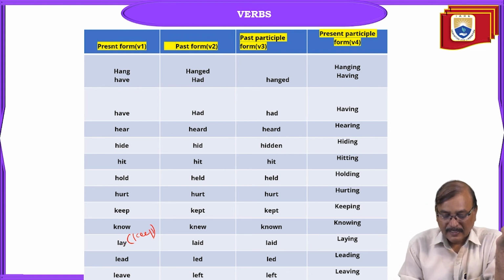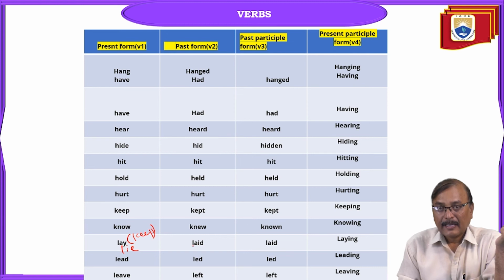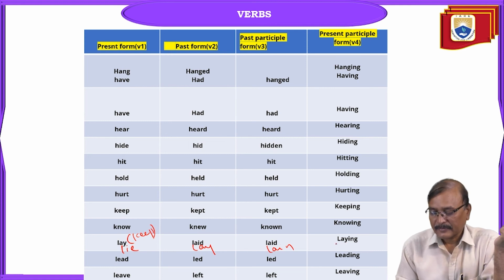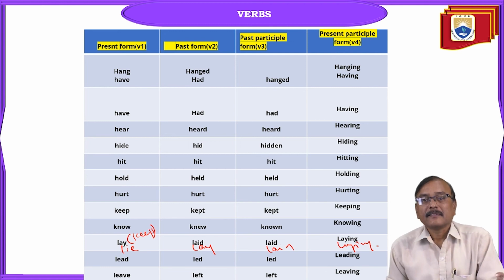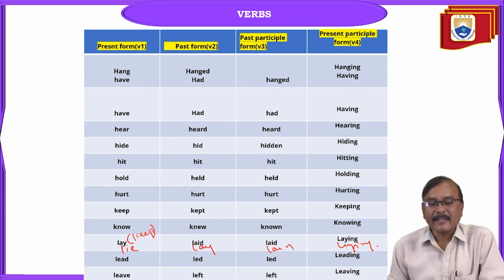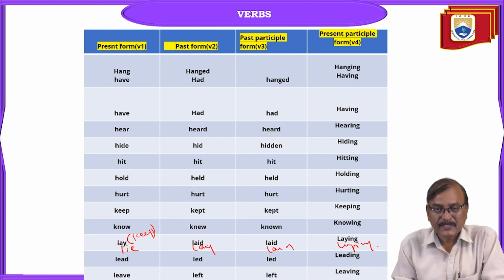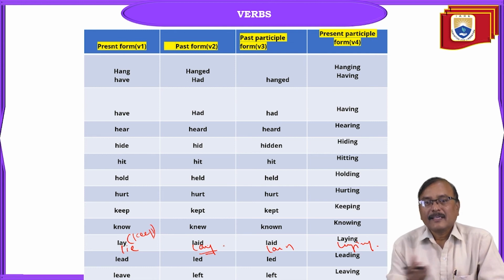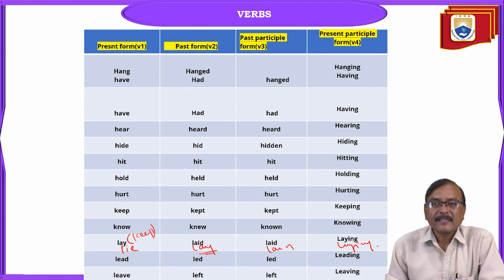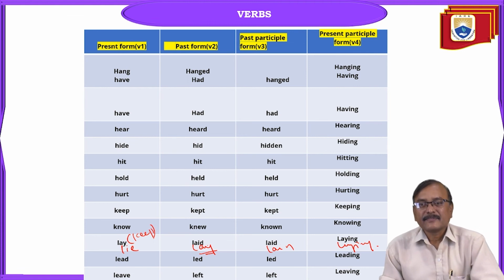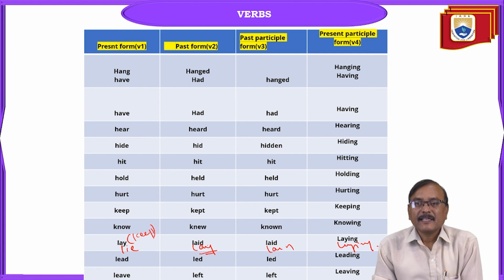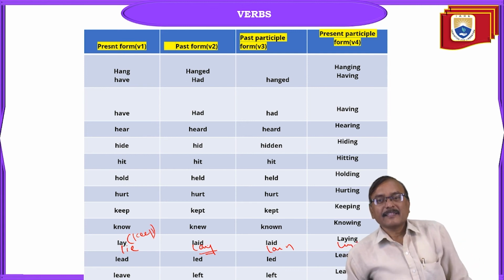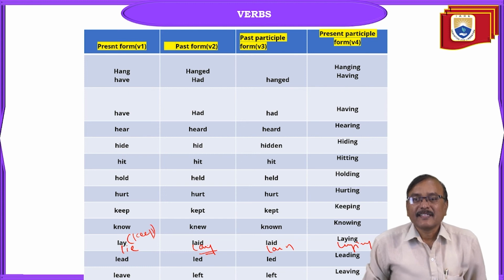Another one is here, lie, L-I-E, lie, lay, lain. Okay, lying. Is it clear? Lie, lay, lain. This lay is different from this one. This lay is in the second one. Okay. Yesterday he lay on the bed at 8 o'clock, 8 p.m. Lay on the bed. Okay, lying in the bed. Okay, he lay on the bed.